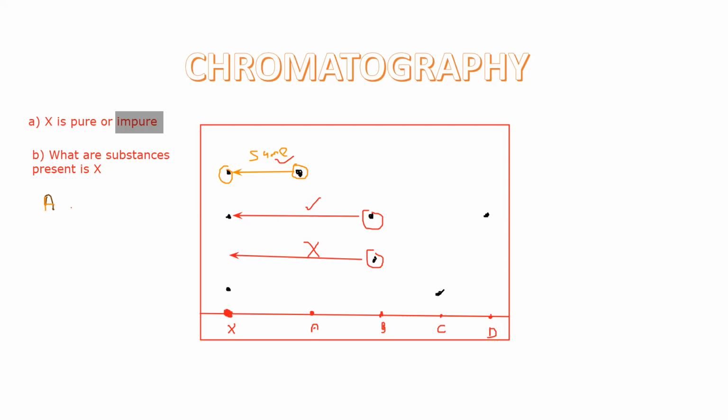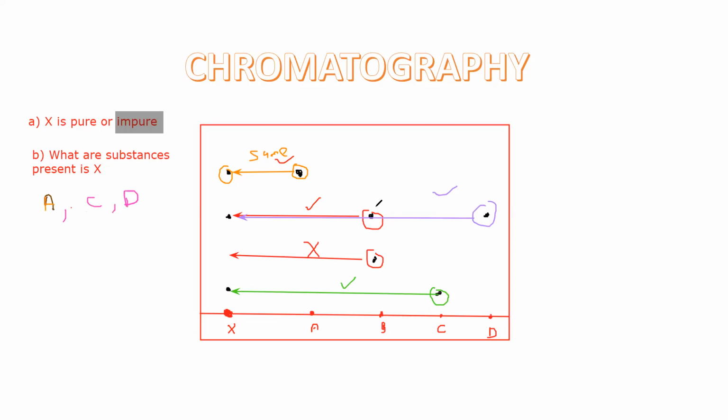What about C? When you check for C, you draw a line. It is exactly matching. So C is there. And what about D? When you check for D, it also matches. So actually X contains A, C and D.